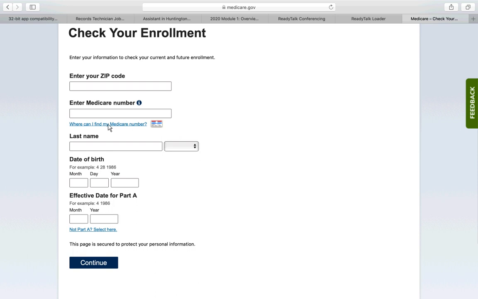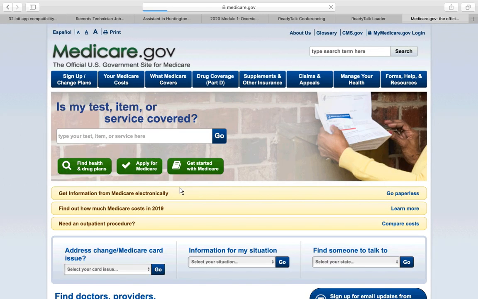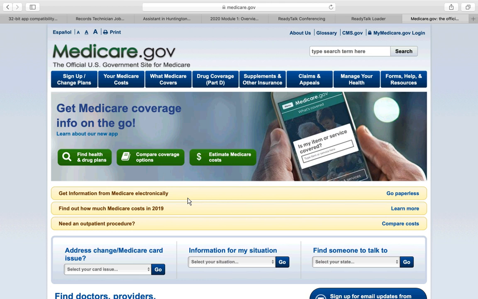And once you put that information in here, click Continue, then it'll take you to a screen that will show you their Medicare status. If they're on a Medicare Advantage plan, it'll tell you what Medicare Advantage plan they are on. If they have any type of Medi-Cal eligibility, it'll tell you if they're full dual eligible. If they have LIS, it'll also show you if they have that low-income subsidy.